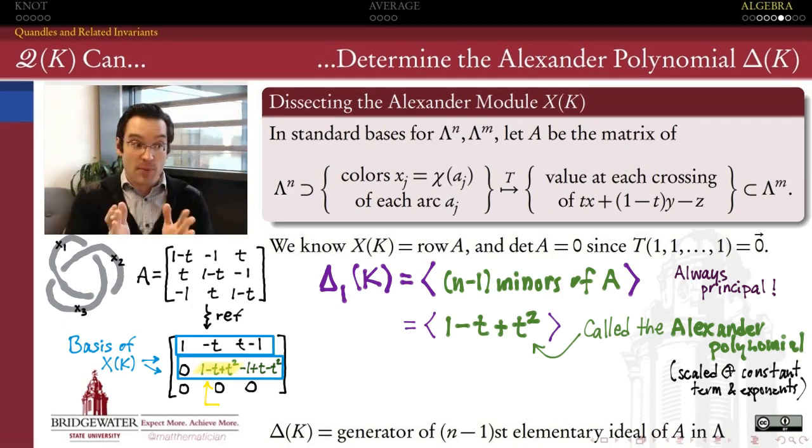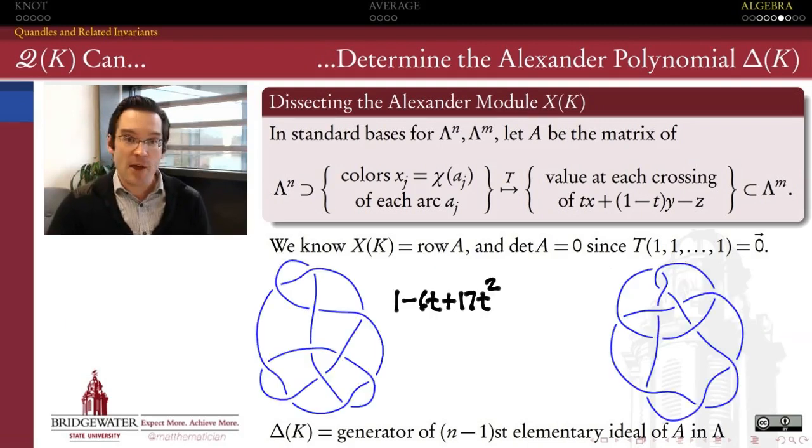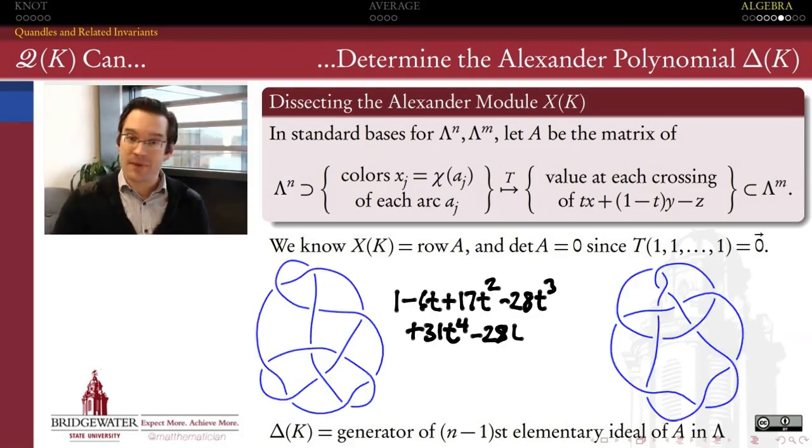It now associates a polynomial to every single knot. All I have to know is how to write down the presentation matrix for its Alexander module, and then all I have to do is take the determinant of any of its n-1 by n-1 minors. And once I normalize it so that all of its exponents and its constant term are positive, then I get the Alexander polynomial, and that's uniquely defined. So Alexander polynomials are really cool, and you can do a lot with them.